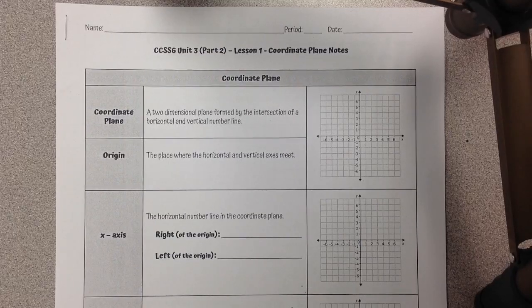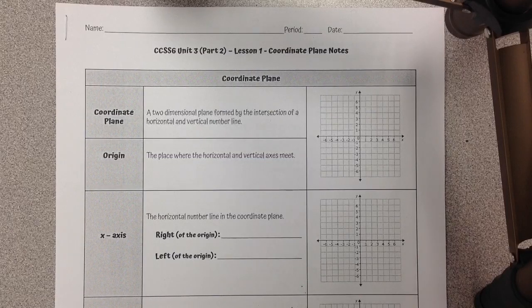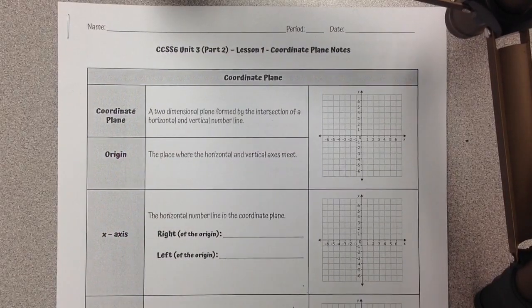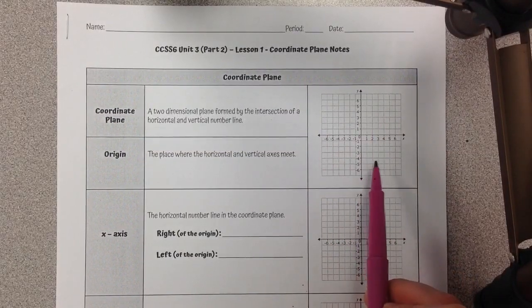Today we are doing Unit 3, Part 2, Lesson 1. So we're going to start with some vocabulary terms. Our first term is the coordinate plane. The coordinate plane is a two-dimensional plane formed by the intersection of a horizontal and vertical number line. So there's a visual over here of a coordinate plane.